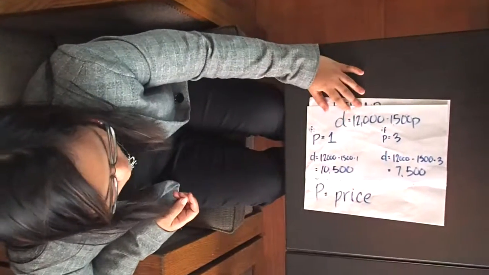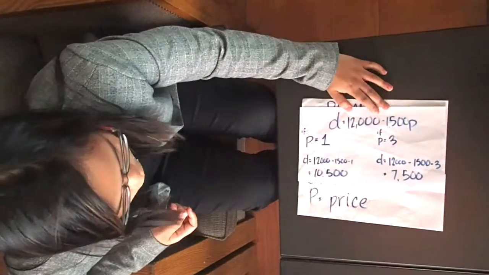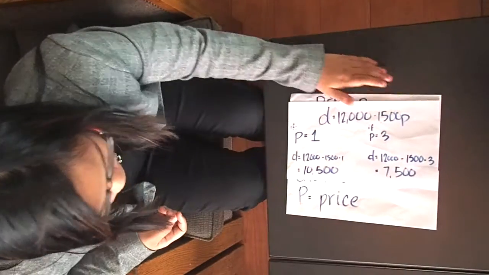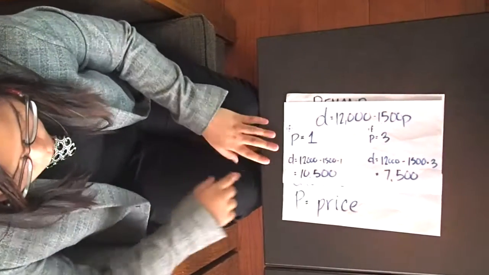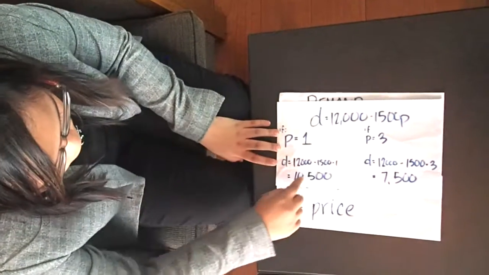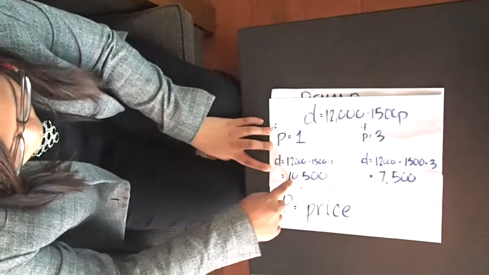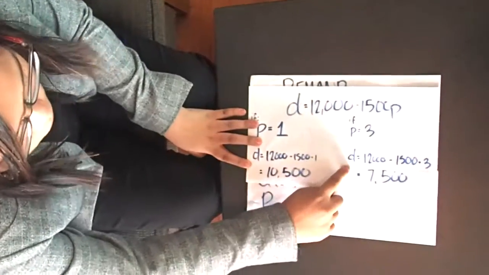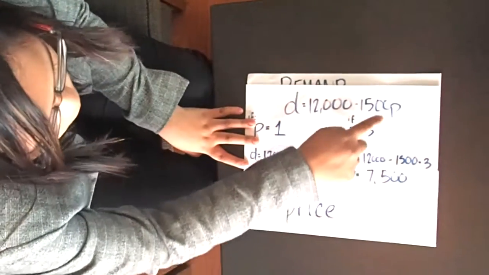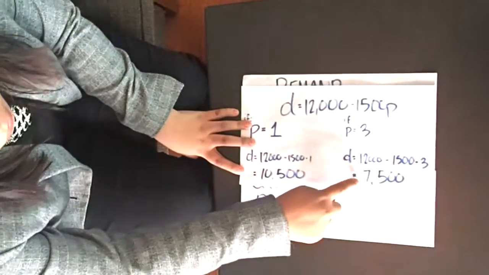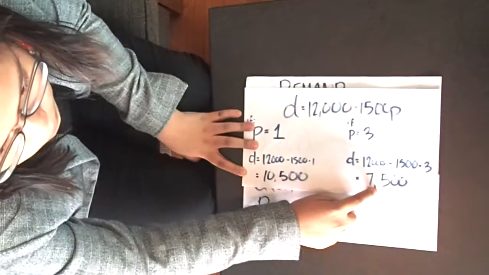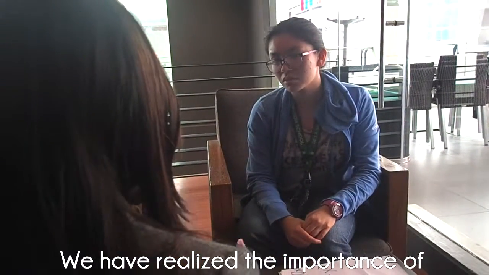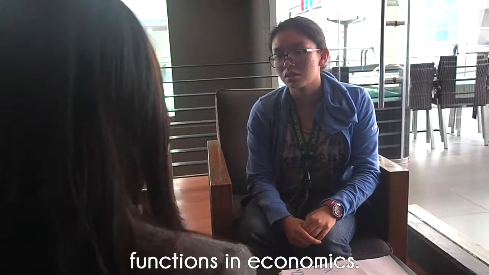QD is equal to 12,000 minus 1,500P. So when P is 1, you substitute 1 for P, which is equal to 10,500. But if P is equal to 3, then you substitute 3 for the P, then it will become 7,500. I've realized the importance of functions in economics.